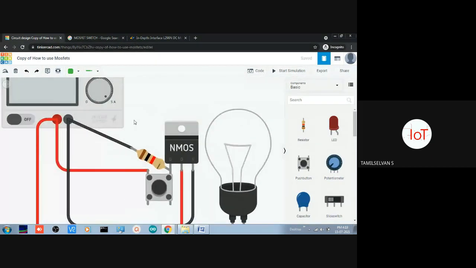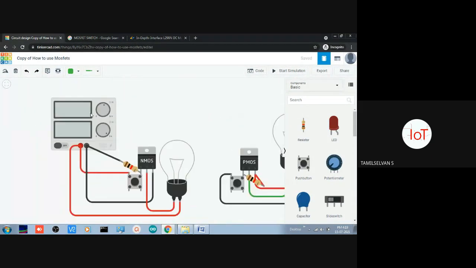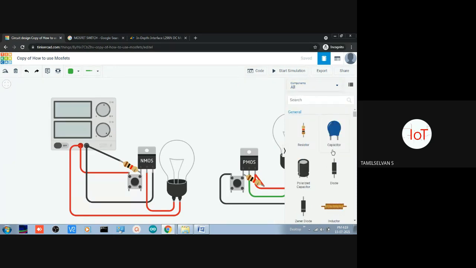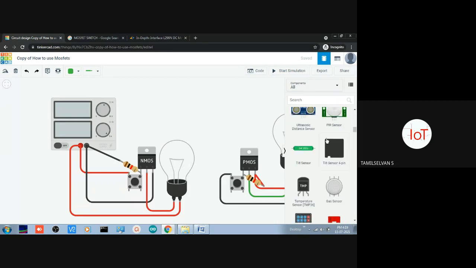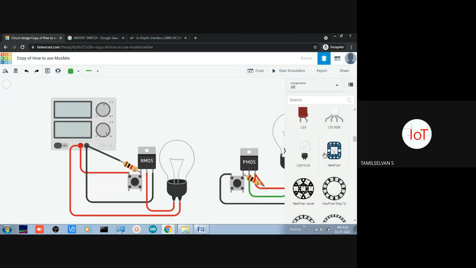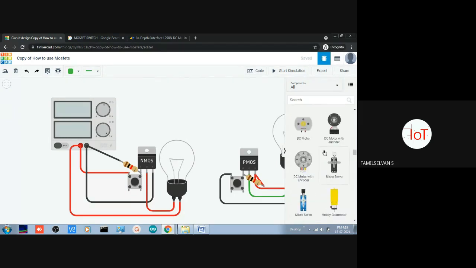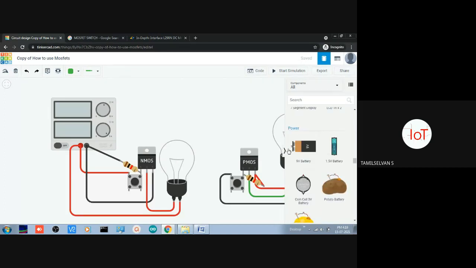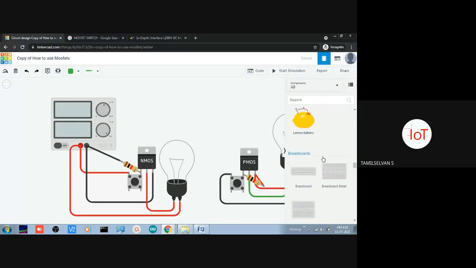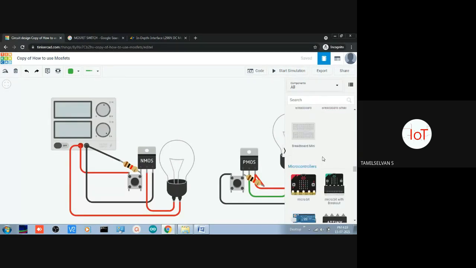So I have taken one device called voltage power supply. These devices you can find here. If you click onto this component column and click all, then you can list out all the components. It will begin with the general components like resistor, capacitors, switches, potentiometer, and sensors. Then it will list some output devices like light, LED, and DC motor kind of actuators, and finally it will come with the batteries. So these are all the available components inside your Tinkercad tool.